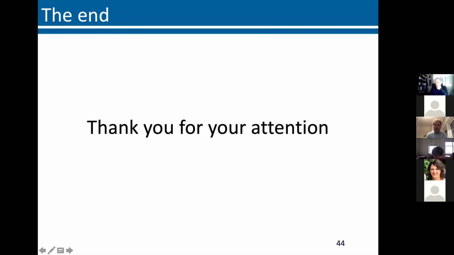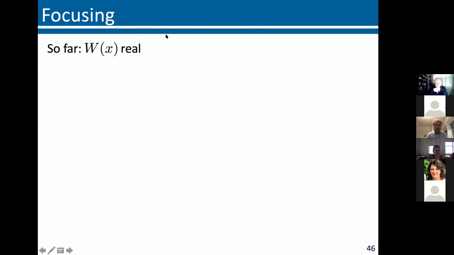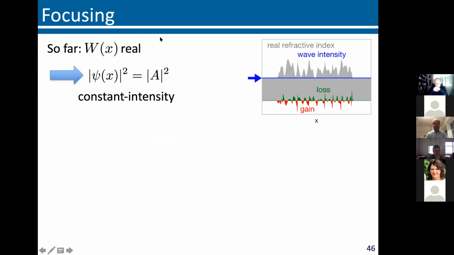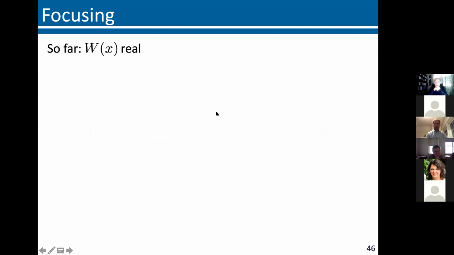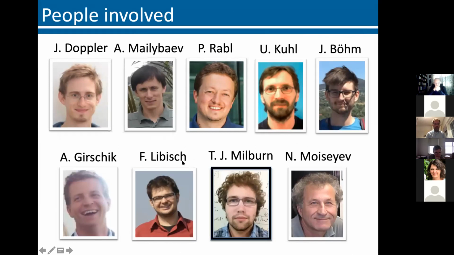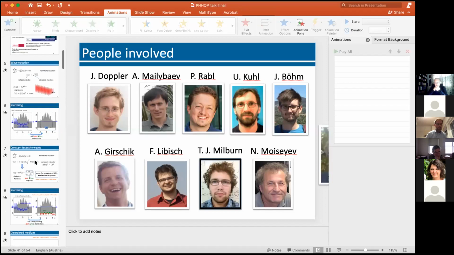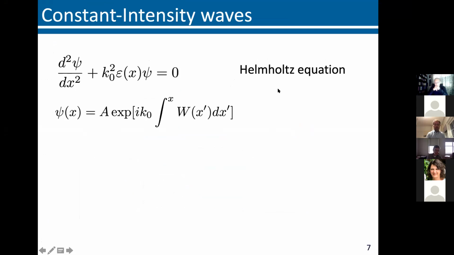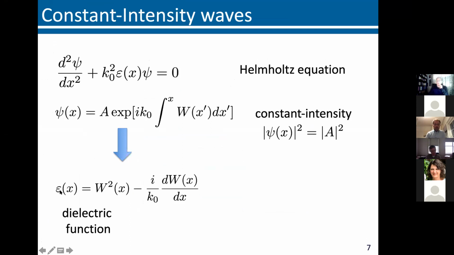That's a very good question. Actually, do you still see my slides? Yes, we do. Okay, very good. So as I mentioned briefly before, the amount of gain and loss that is needed, I should probably do this like this. Okay, so here is the design principle for those structures. And you see that the imaginary part, the gain and loss, depends on the derivative of this W.